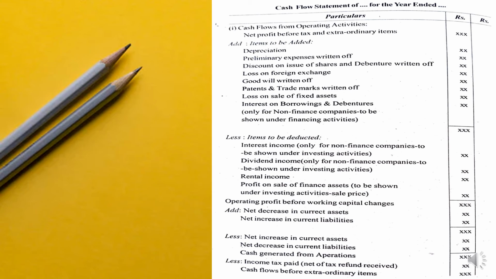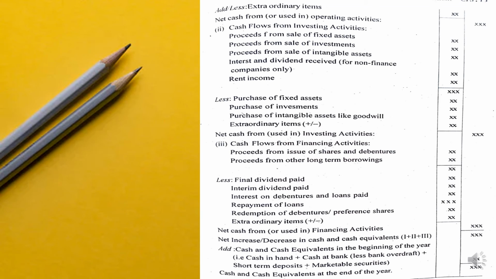Again with that you have to add the net decrease in current assets and net increase in current liabilities. You will be getting one total. With that you have to deduct net increase in current assets and net decrease in current liabilities to obtain the cash generated from operations. And at last you should deduct income tax paid, that is net of tax refund received.